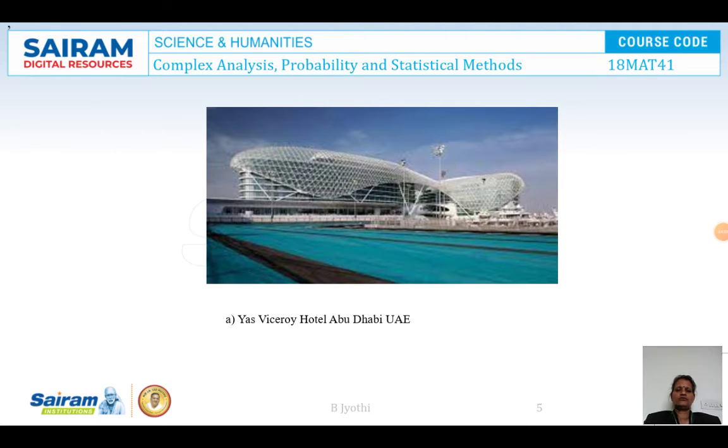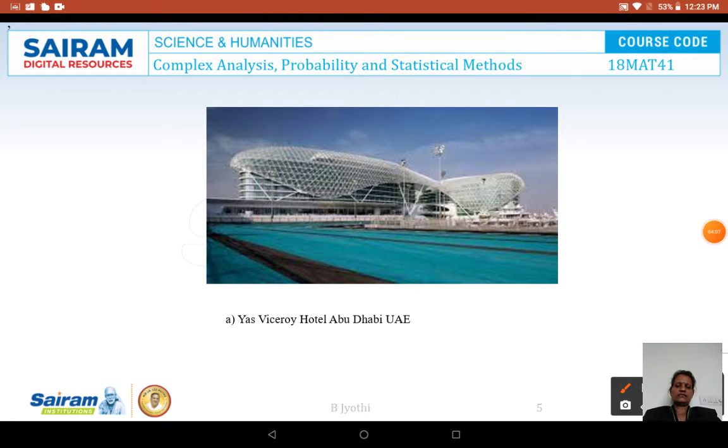Here is one of the examples I could quote, that is Yas Viceroy Hotel, Abu Dhabi, UAE. You can observe here the triangular grid which has been used over here. How smoothly it has appeared, that we can observe in this picture.